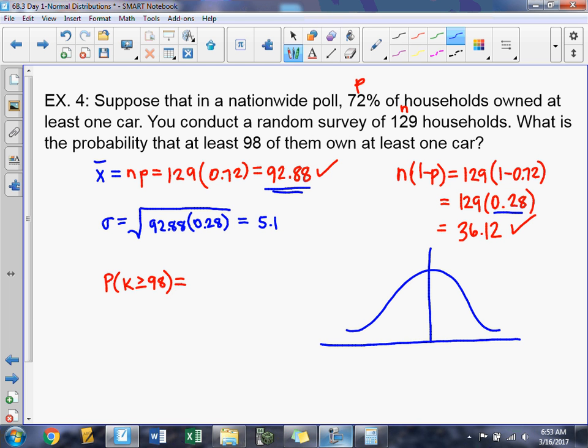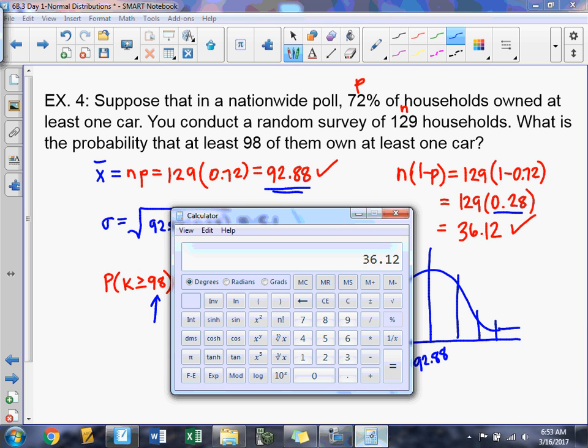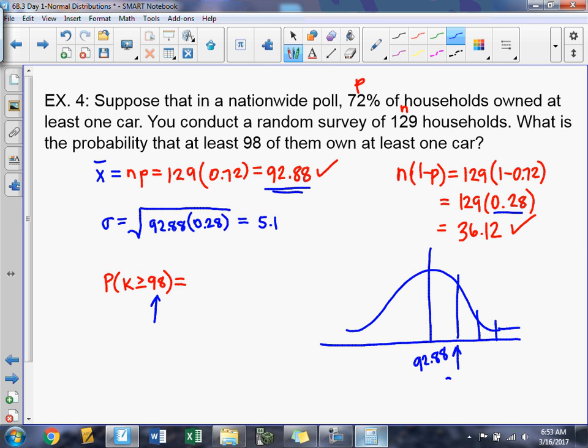We're going to put our mean in the middle, 92.88. And we need to try to get to 98. So 98 is obviously above the mean. So we're going to start adding 5.1 until we figure out how many times we have to add it. So if I take 92.88 and add to that 5.1, we get 97.98. Well, 97.98 is really, really close to 98.